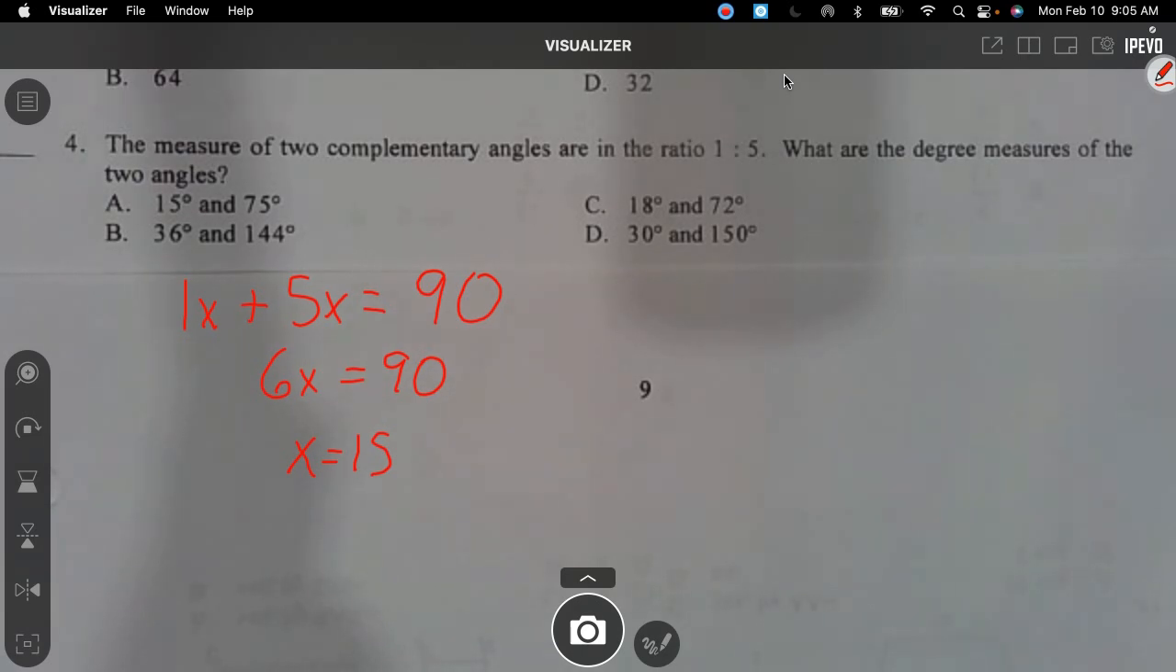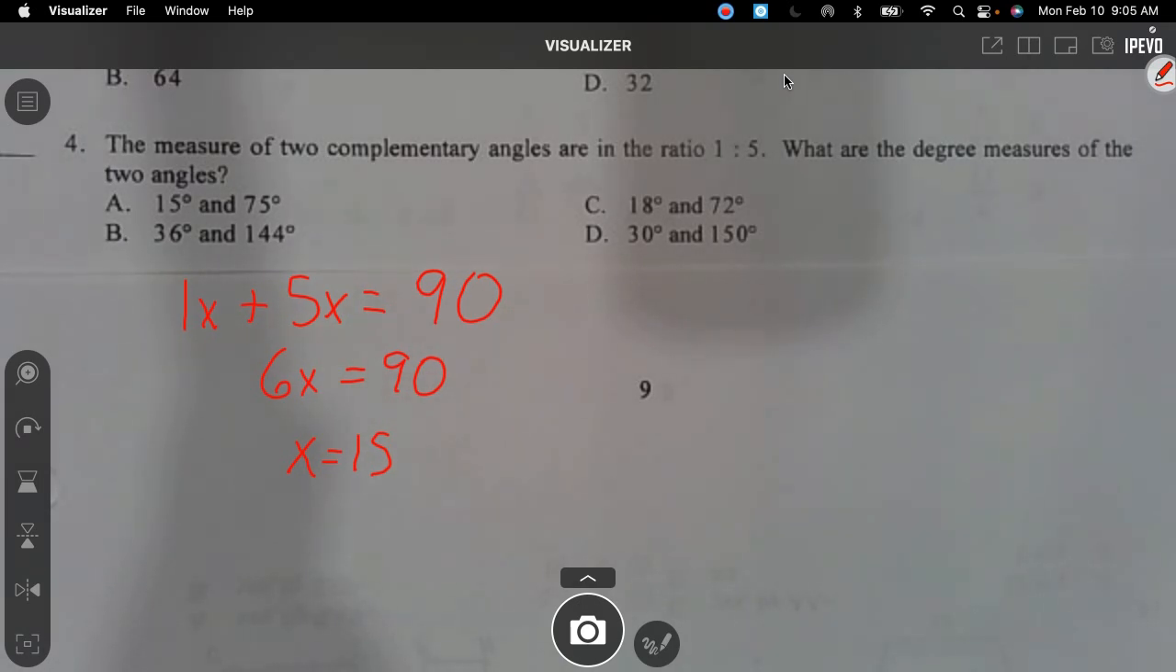And then you have 15 times 5, which is obviously going to be 75. Does everybody understand? Y'all, which of these adds up to 90? Not all of them add up to 90. 15 and 75. B and D are not even going to add up to 90. You can already tell that's not my answer.